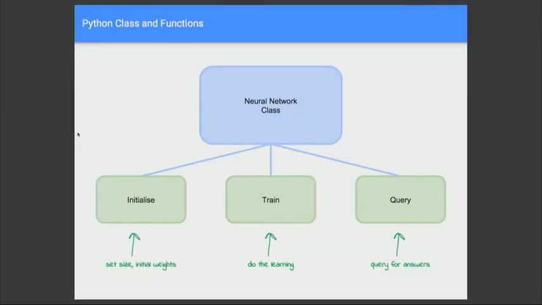Well, we know we've got to initialize this data structure, this network, and it's really simple. All we're really having to do is set the size and initialize those weights to random initial values. We know we've got to have some way of training the network, so we're doing the learning, and then we've got to have a method of querying the network, so we ask it a question and get an answer back. If you go on to make your own neural network library or class, it doesn't have to be more complicated than this at all.